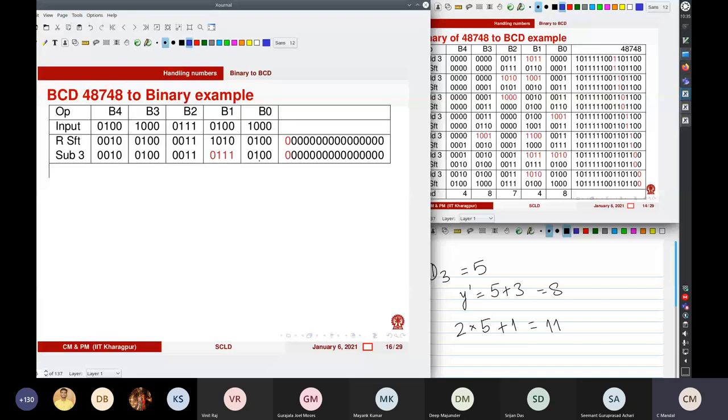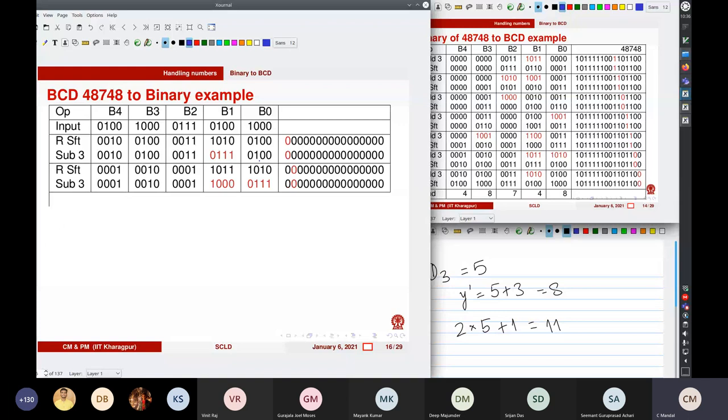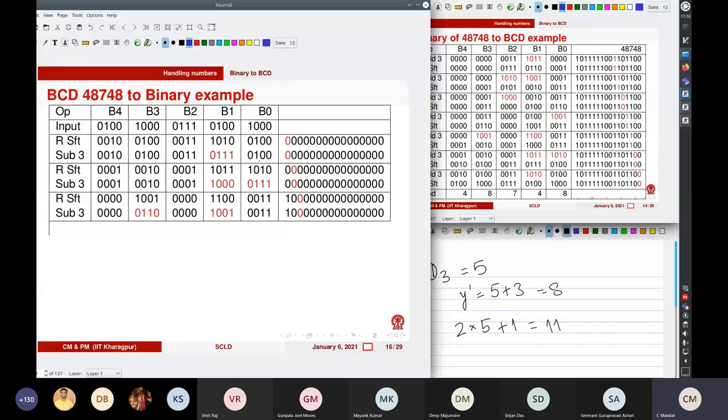So you can just look at the steps. Here we are subtracting, then again we do a right shift, and whenever the value is greater than or equal to 8, we'll do a subtract. So this is what is going on. Just follow the steps.